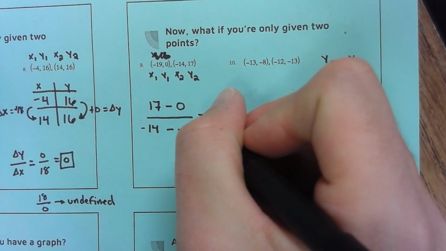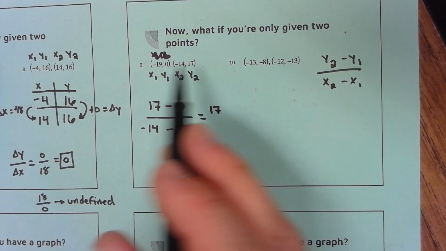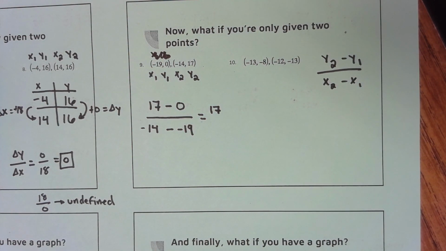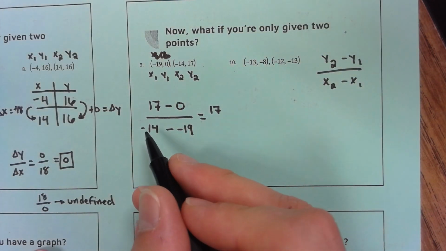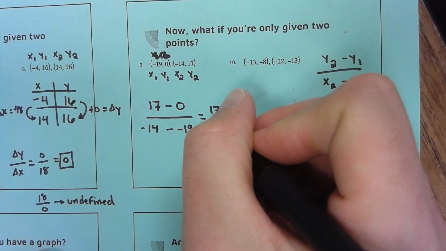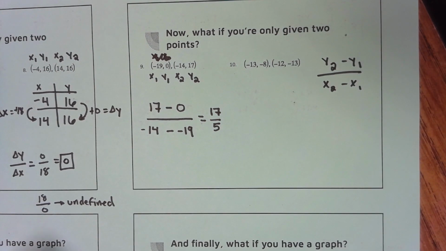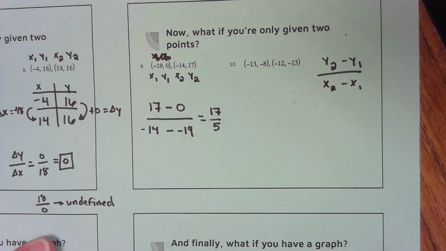So then 17 minus 0, that's 17. That is our change in y. Okay, so our change in y from one y value to the next is either adding 17, it could even be negative 17. Okay, it doesn't really matter which points x1, y1, and x2, y2. Then negative 14 minus a negative 19 really means that we're adding 19, and that makes us 5. So it is 17/5. Cannot be reduced down any further. That is all that we can get to.